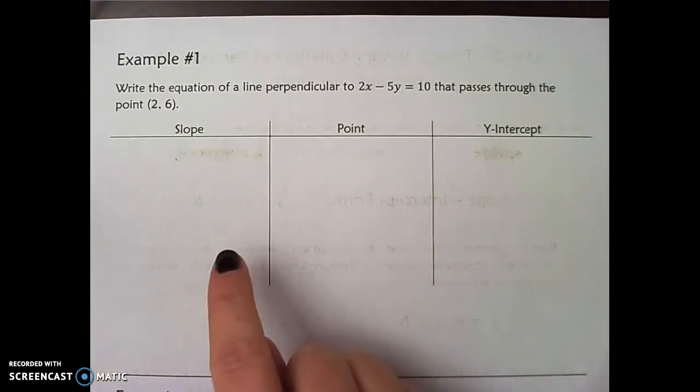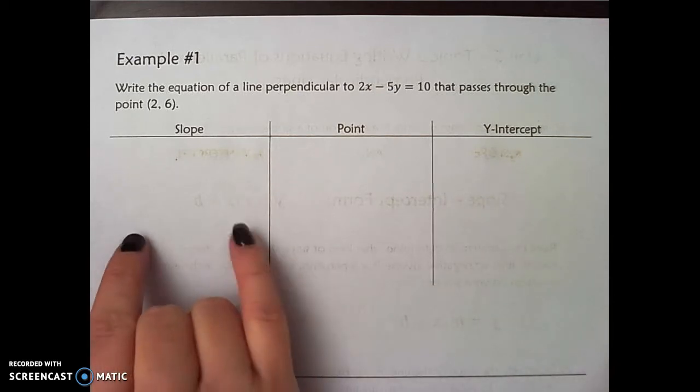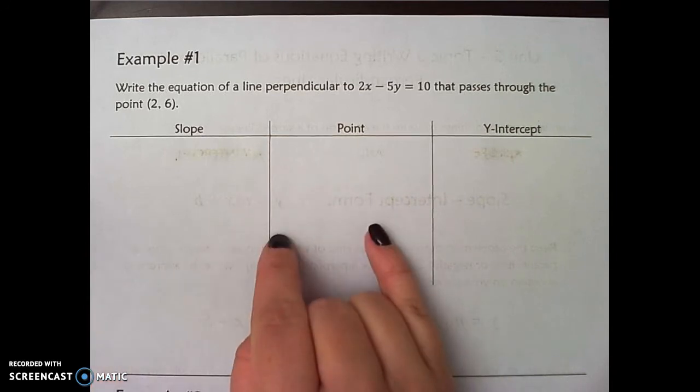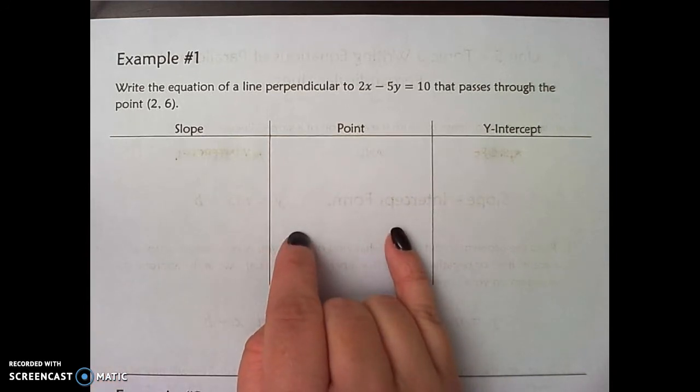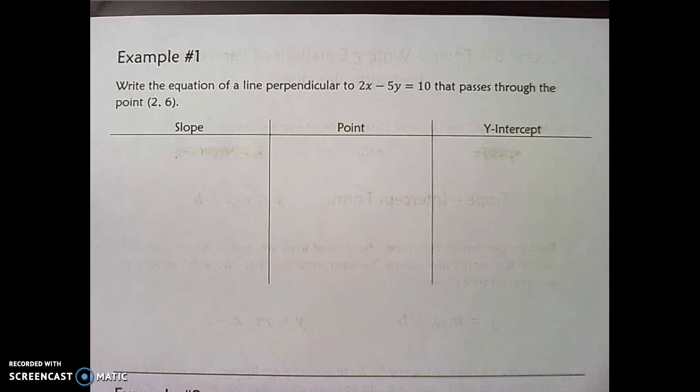Notice that I have a 3-column T-chart set up. I would like your problems to always be set up this way. In the first column, we're going to find the slope that we need. In the second column, we're going to find the point that we're going to use. And then the third column, we're going to find the y-intercept. And finally, we'll be able to write the equation.